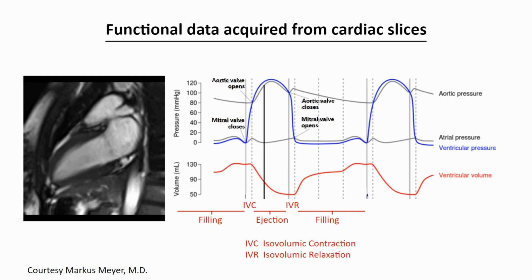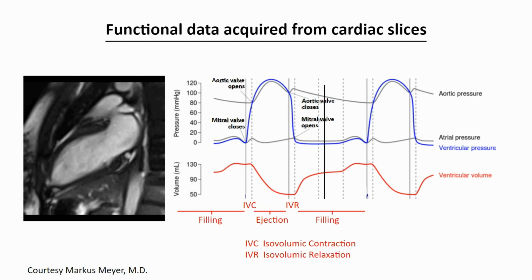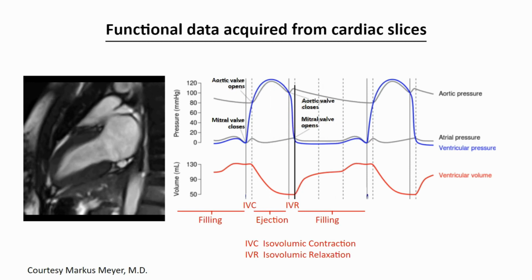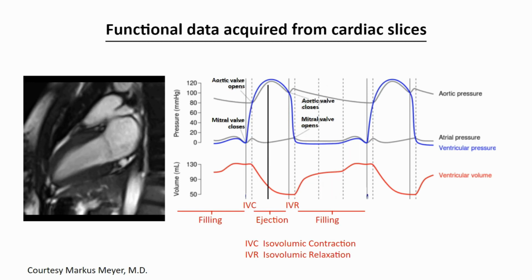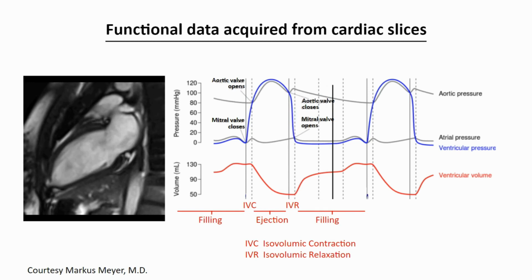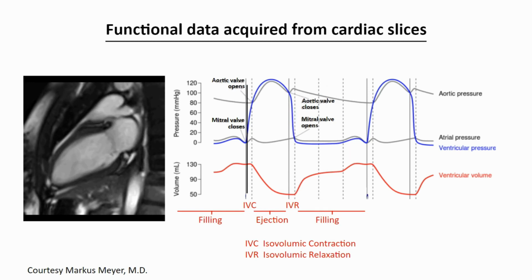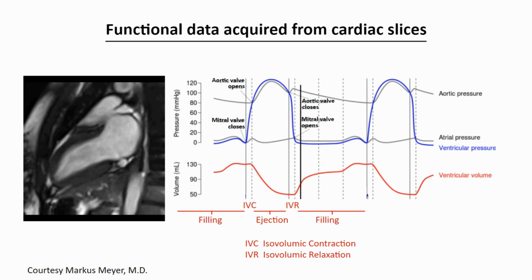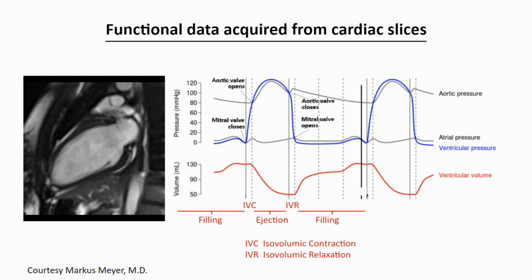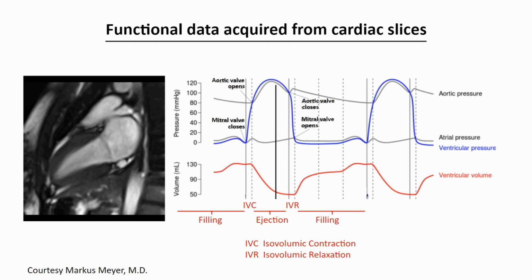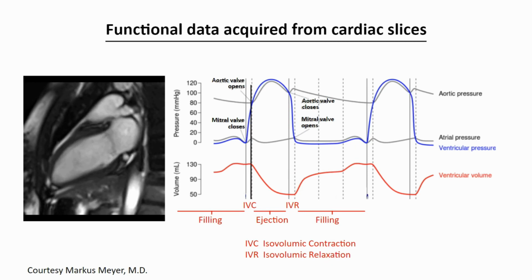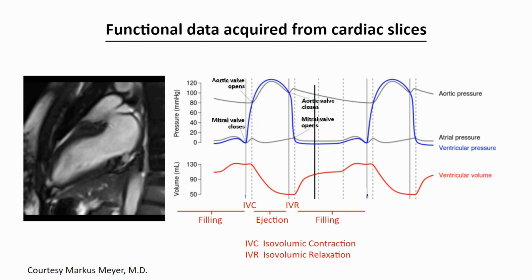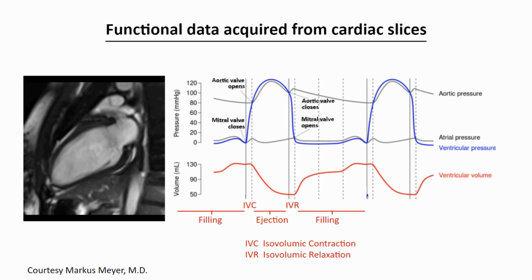And then when the left ventricular pressure drops below the aortic pressure, the aortic valve closes, and the myocardium relaxes without a change in volume. And this is the isovolumic relaxation phase, noted here as IVR. And finally, as the left ventricle regains its original shape and re-lengthens, there is a suction developed and blood moves from the left atrium into the left ventricle. This is the filling phase, which also includes the atrial kick in late diastole.